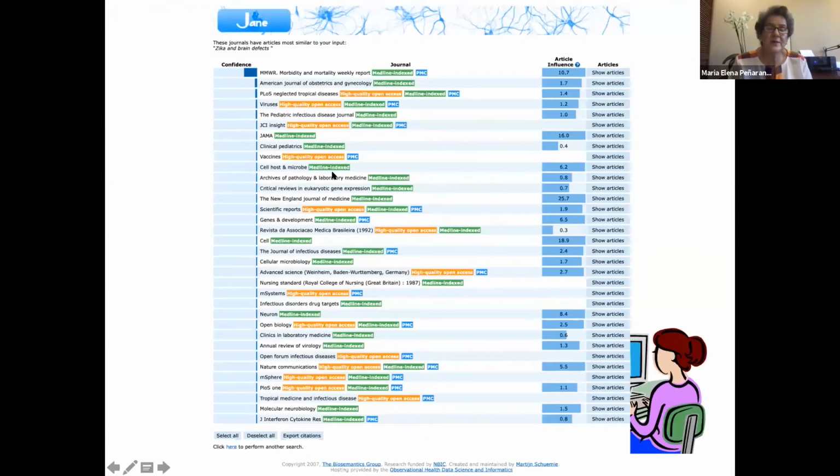Of course, the topic is a bit broad because with Zika and brain damage, there's a lot, but since it happened in children, you have a lot of pediatric infectious disease journals, clinical pediatrics. I don't know if you can read them, but you can do the exercise yourselves. And then you can see which journal will apply to your article, New England Journal of Medicine.